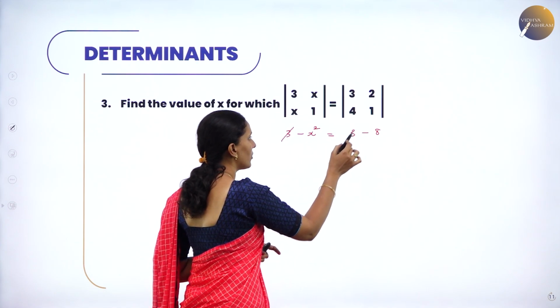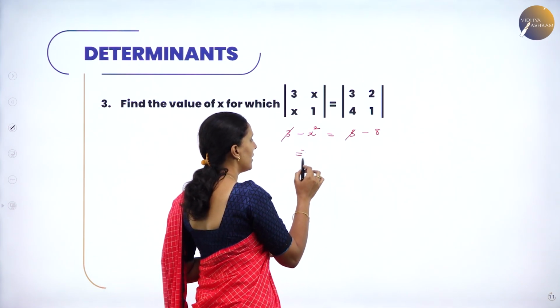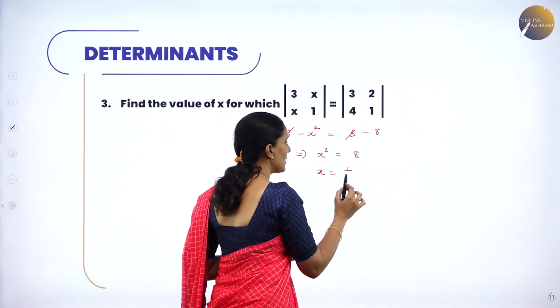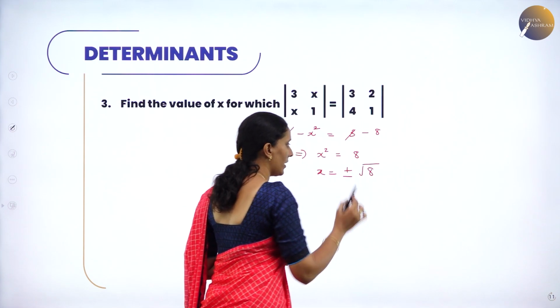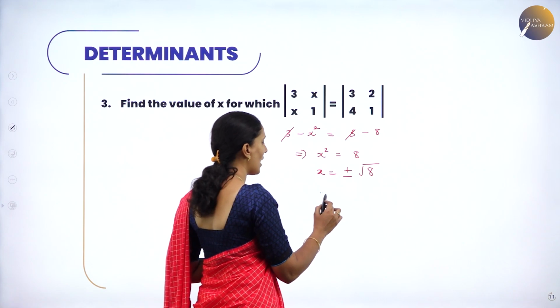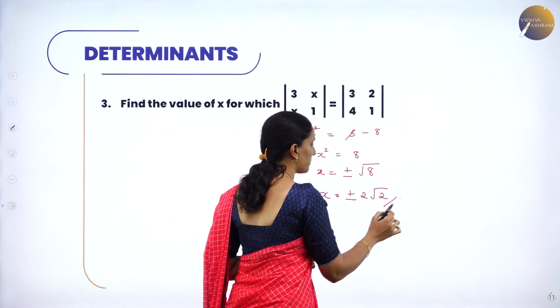So we can cancel 3 on both sides. Minus x square equals minus 8 implies x square is equal to 8. So x is equal to plus or minus root 8. So root 8 can be written in the form of 2 root 2. So the value is plus or minus 2 root 2.